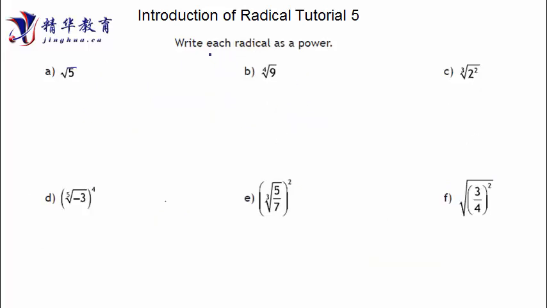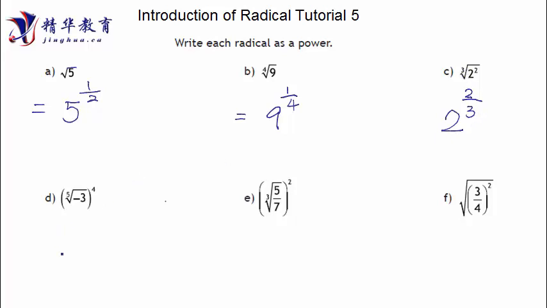Okay, let's see the next page. The next page is writing each radical as a power, which is the reverse of what we have done. So the square root of 5 is 5 to the power of 1/2. That's us doing the backward thing. The 9th root of 4: there's no power here, so it's 4 to the power of 1 over 9. Then 2 to the power of 2 over 3: the 2 is on the top, and the root of 3, the 3 is in the bottom, the denominator. So the numerator is the power, and the denominator is the root.